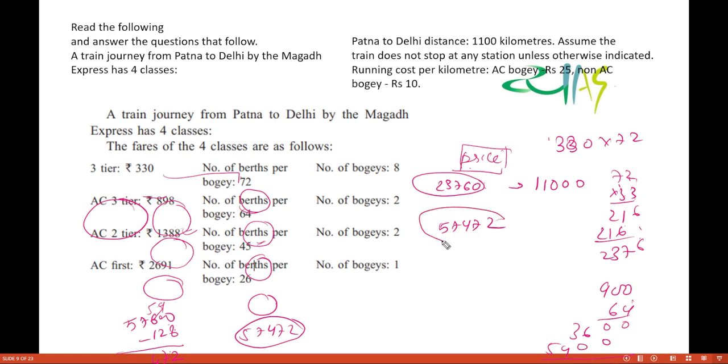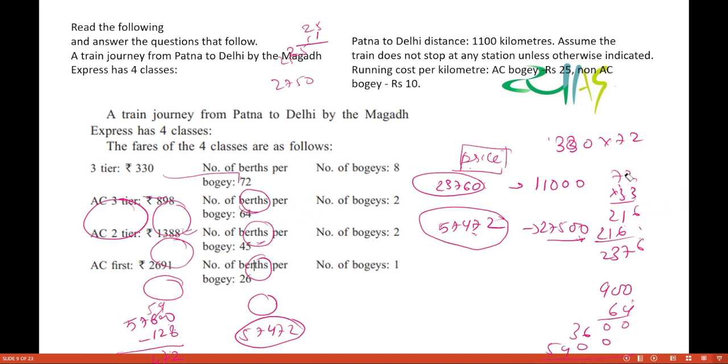So this much profit I am getting by spending how much rupees? See, it was 25 rupees for AC. So 25 into 11 is 2750, so 27500. This much I am spending, this much I am earning on AC 3 tier.